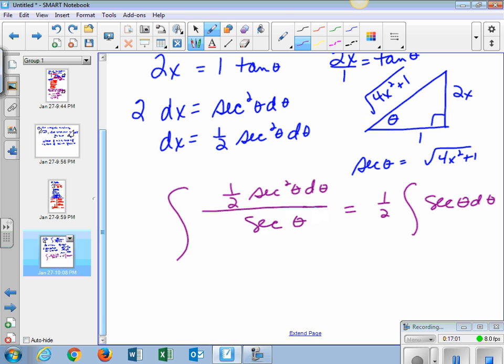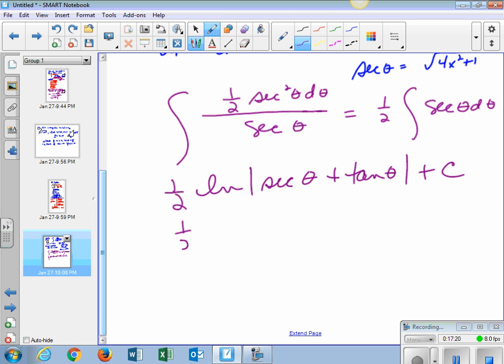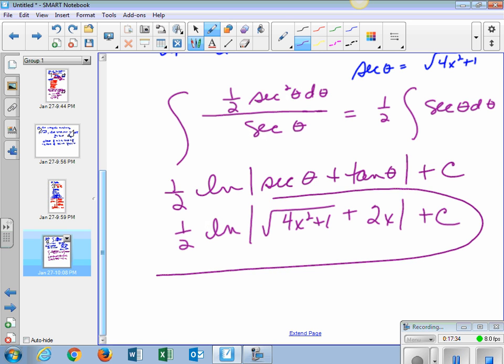So what is the integral of secant? 1/2 is tagging along. Do you remember that one? It's the natural log of the absolute value of secant theta plus tangent theta. We probably haven't seen that one for a while. Don't forget to add your plus c. And remember, we cannot stop there. We have to write it back in terms of x. So secant theta is the square root of 4x squared plus 1. Tangent theta, I go back, and tangent theta was 2x, plus c. And that is my answer.